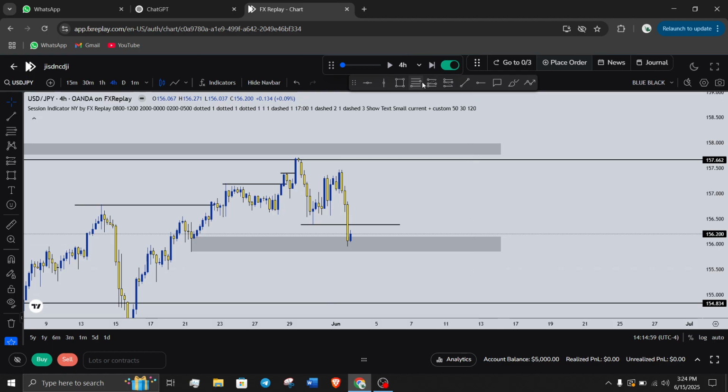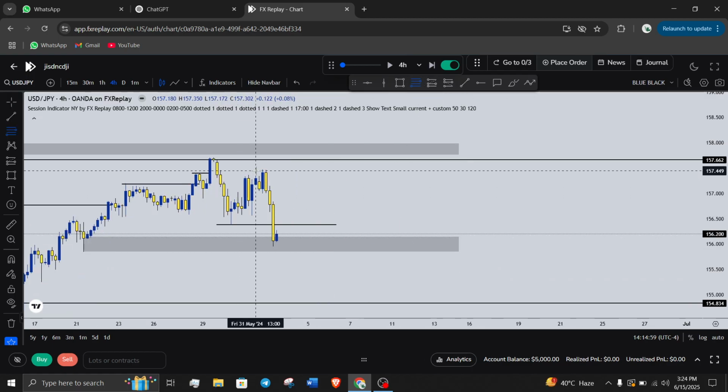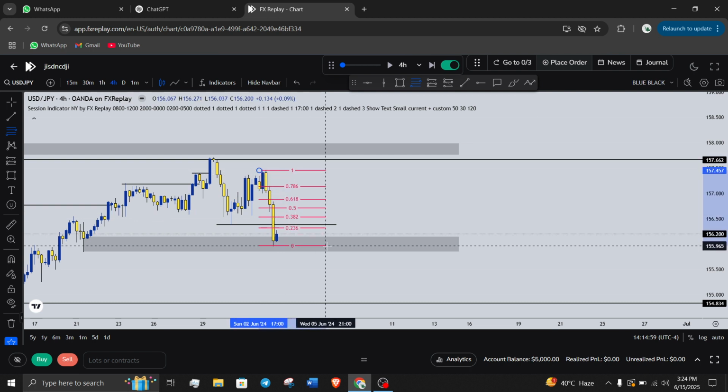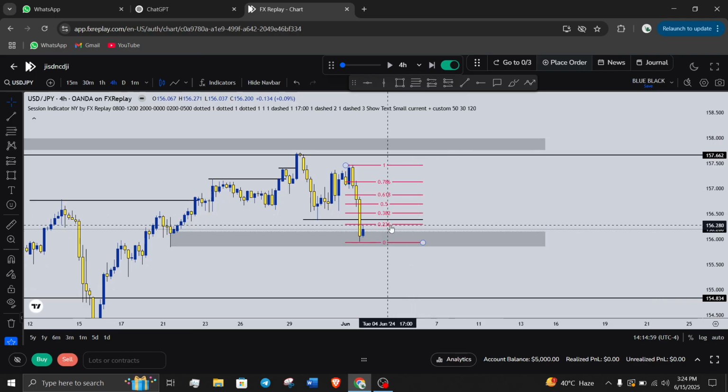At this point, now is the time to place your Fibonacci retracement tool. We will grab this here and just place it like this. Now we are looking for consolidation. We are looking basically in the middle zones.